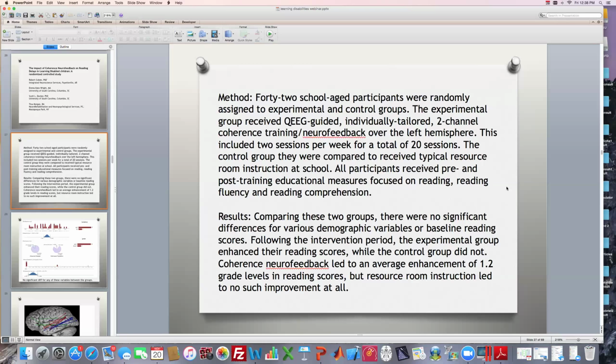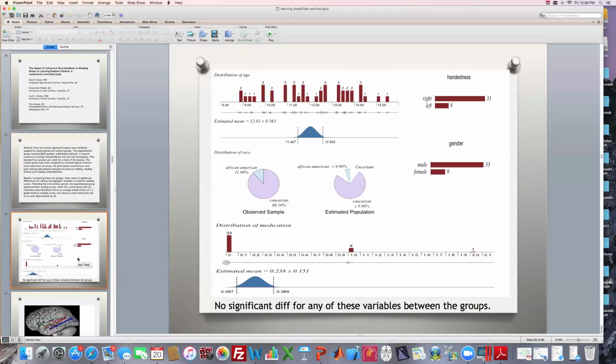Following the intervention period, the 20 sessions, which took 10 weeks to finish, the experimental group enhanced their reading scores and the control group did not. Coherence neurofeedback led to an average enhancement of 1.2 grade levels in reading scores, and resource room instruction led to no such improvement. So that's a summary. Let me show you a few more details here.